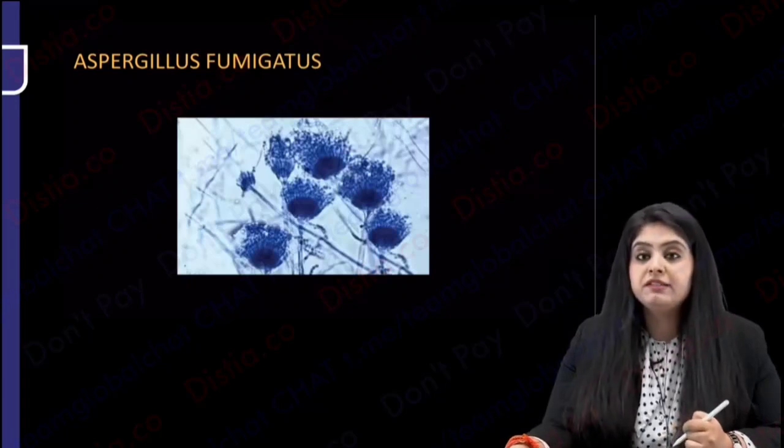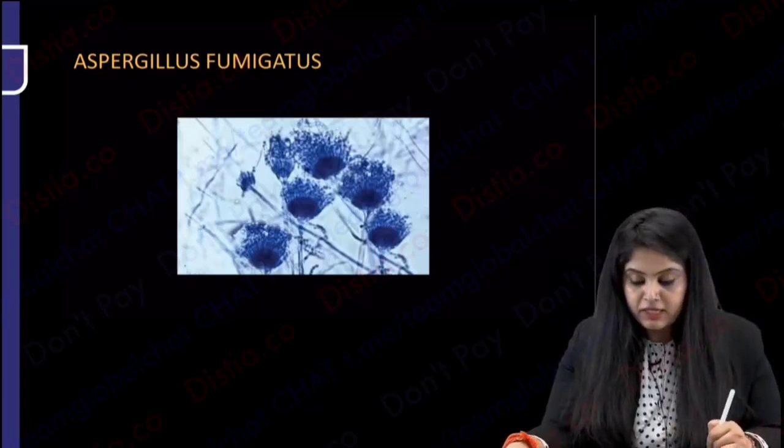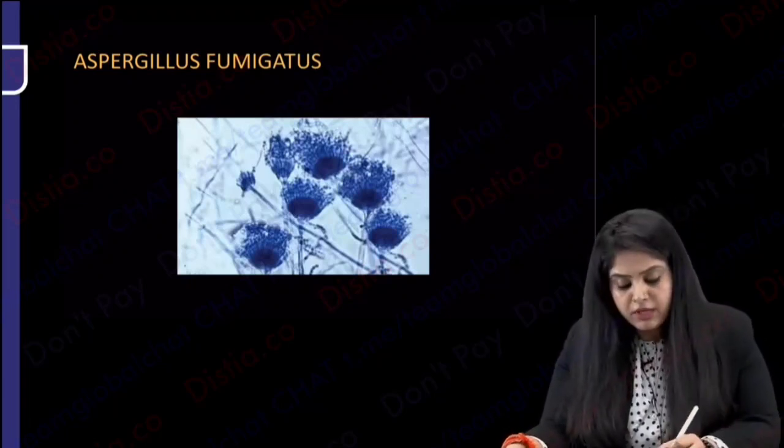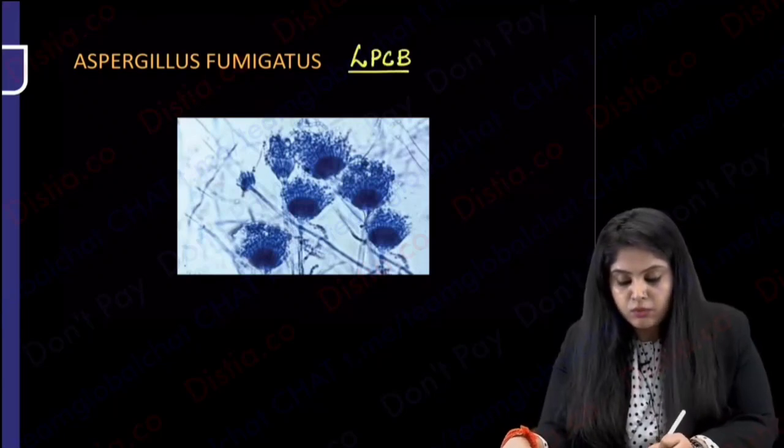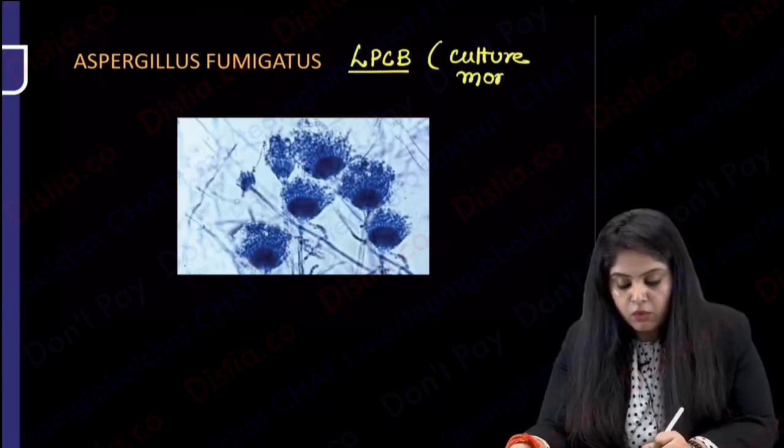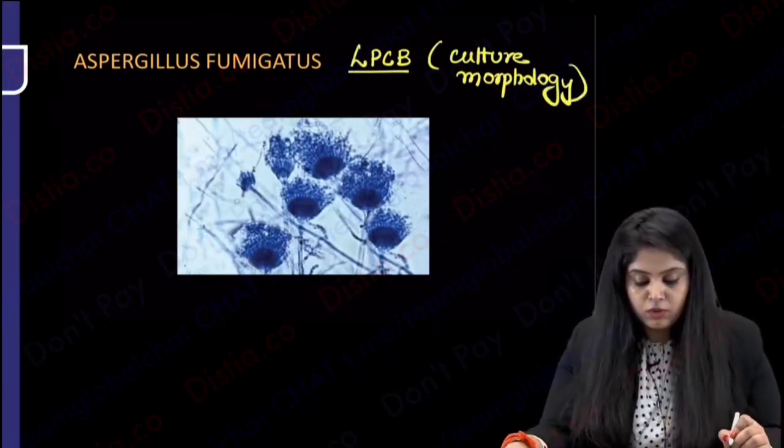Look at the first one. This is Aspergillus fumigatus. Firstly, why is it looking blue? Because what have I used? I have used something known as lactophenol cotton blue. Meaning, what am I trying to see over here? I am trying to see the culture morphology. I hope that is simple for everyone. Having said that, what do we move on to next?